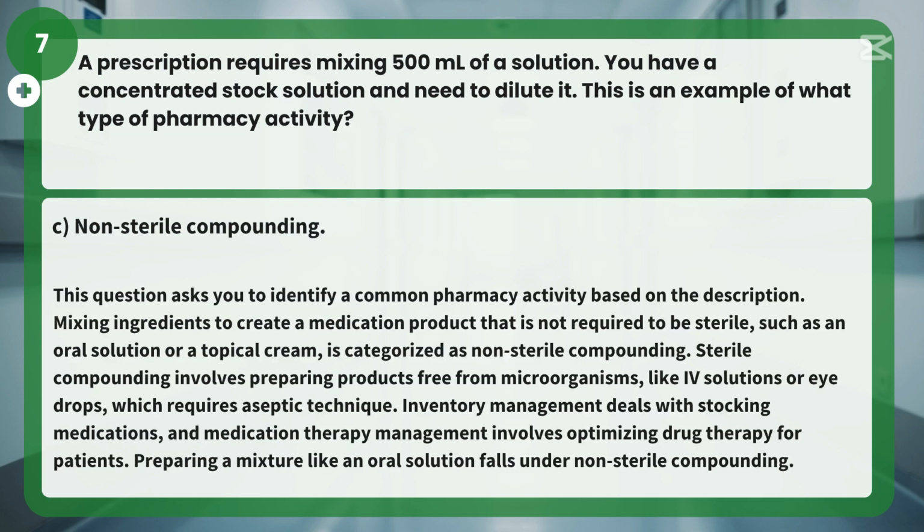Answer: C. Non-sterile compounding. This question asks you to identify a common pharmacy activity based on the description. Mixing ingredients to create a medication product that is not required to be sterile, such as an oral solution or a topical cream, is categorized as non-sterile compounding. Sterile compounding involves preparing products free from microorganisms, like IV solutions or eye drops, which requires aseptic technique. Inventory management deals with stocking medications, and medication therapy management involves optimizing drug therapy for patients. Preparing a mixture like an oral solution falls under non-sterile compounding.